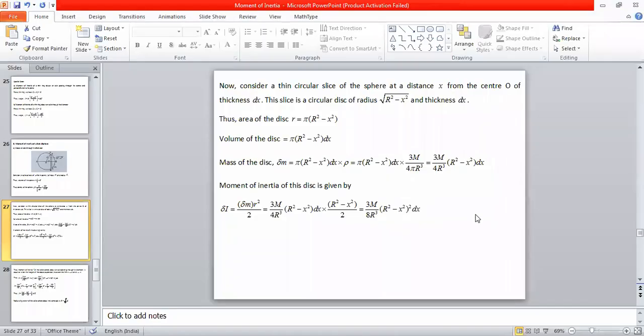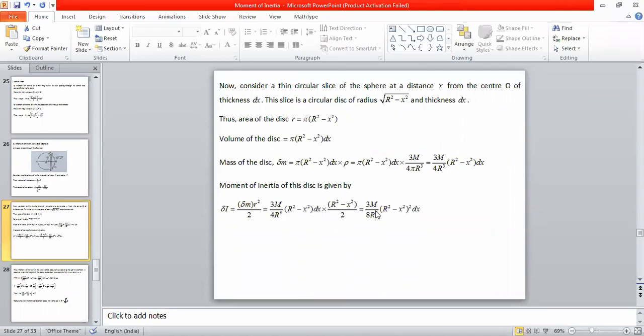So the moment of inertia of this small disk PQRS is mass of the disk, delta m, r square by 2. Where did delta m r square by 2 come from? It is the standard expression for the moment of inertia of a disk about an axis passing through the center, m r square by 2. But here, instead of m, delta m comes in. So delta m is 3M divided by 4R cube times R square minus x square into dx. Small r square is nothing but R square minus x square, so it is R square minus x square divided by 2.